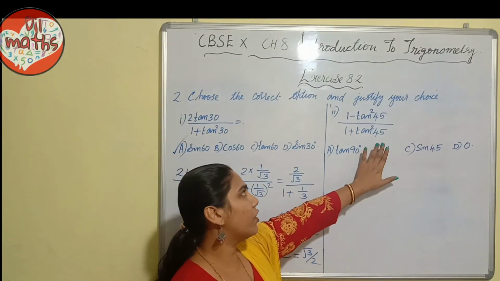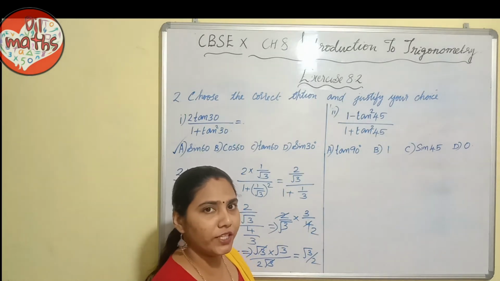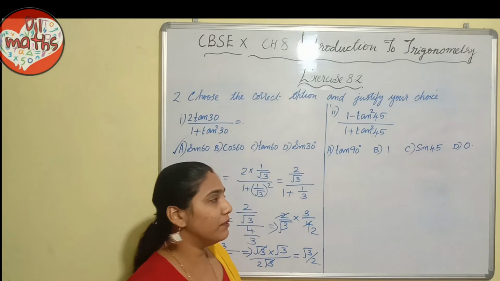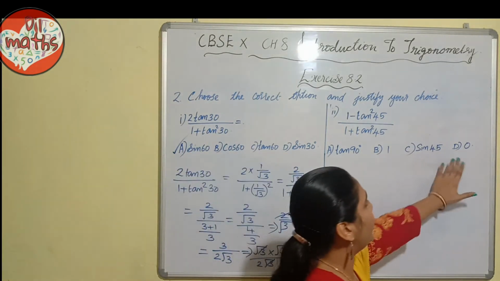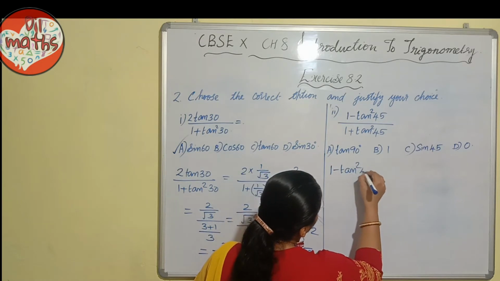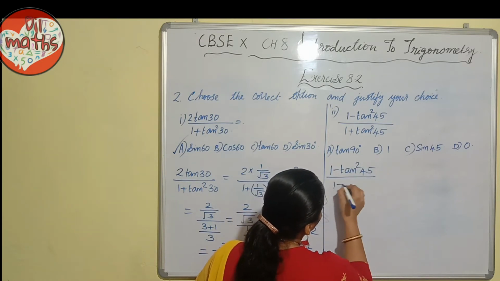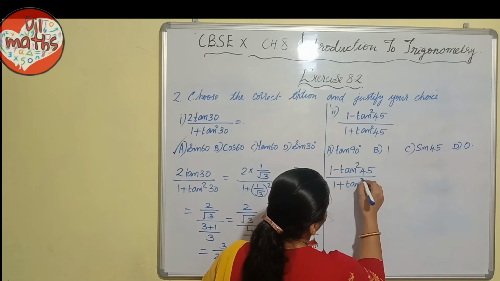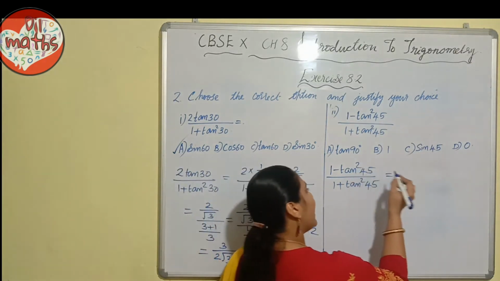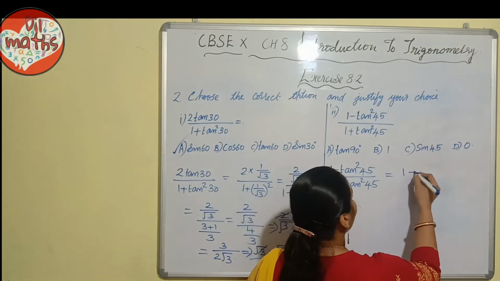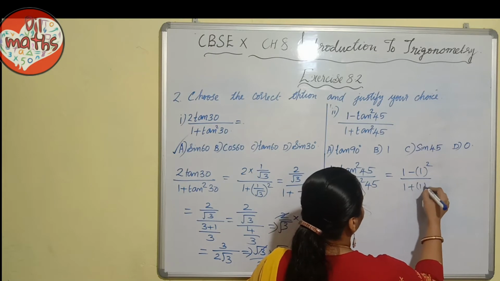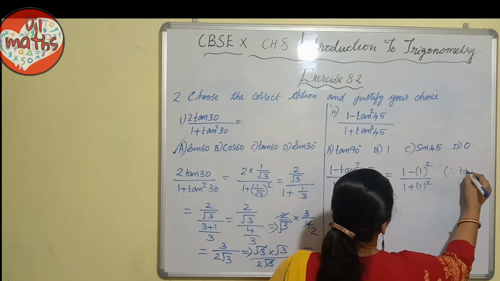1 minus tan square 45 divided by 1 plus tan square 45. So we have to find out the value of this one. What are the options? A tan 90, B 1, C sin 45, D 0. So 1 minus tan square 45 divided by 1 plus tan square 45. And tan 45 is equal to 1, isn't it? So we can substitute tan 45 is equal to 1 here. So 1 minus 1 the whole square divided by 1 plus 1 the whole square. Since tan 45 is equal to 1.